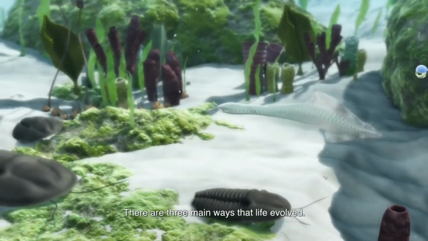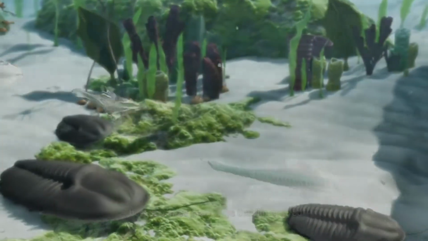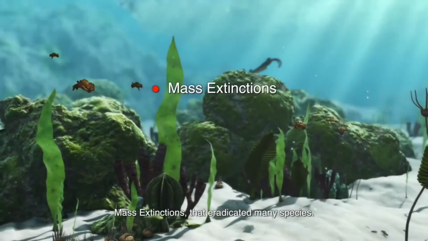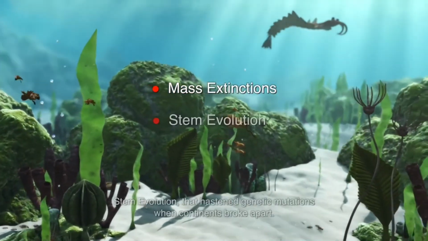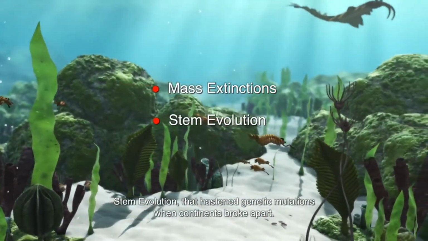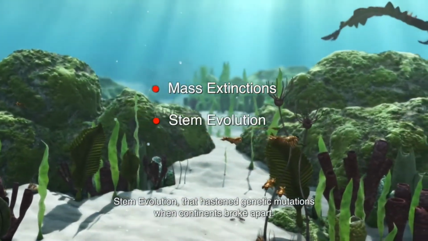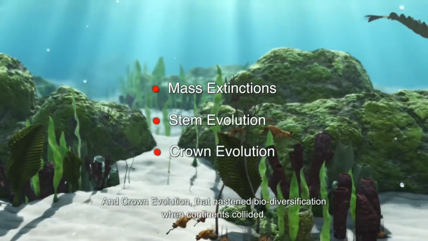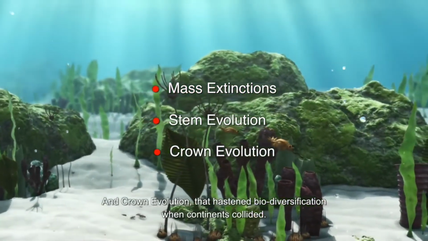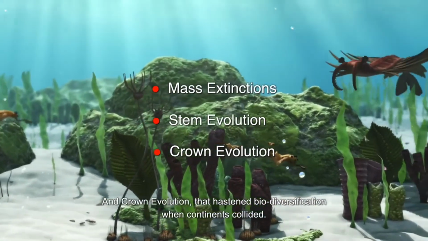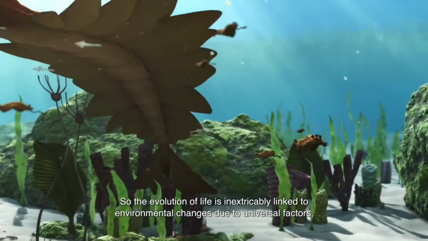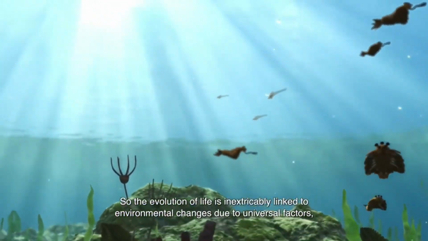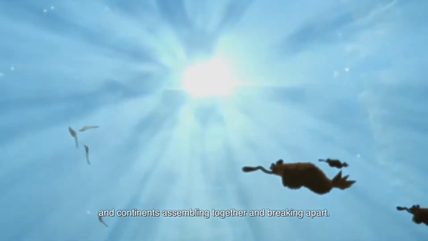There are three main ways that life evolved. Mass extinctions that eradicated many species. Stem evolution that hastened genetic mutations when continents broke apart. And crown evolution that hastened biodiversification when continents collided. So, the evolution of life is inextricably linked to environmental changes due to universal factors and continents assembling together and breaking apart.